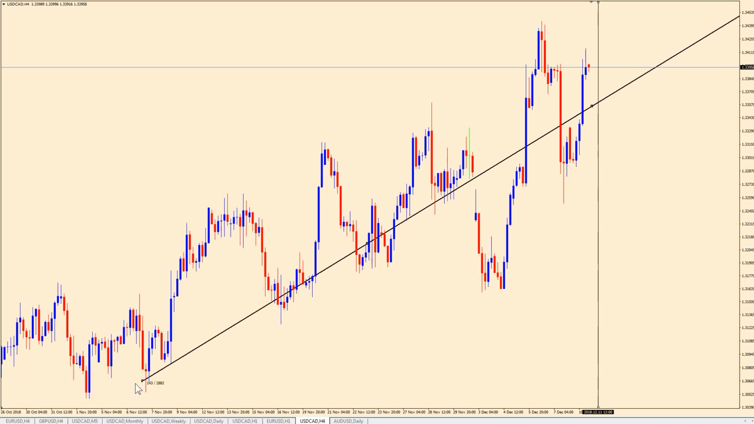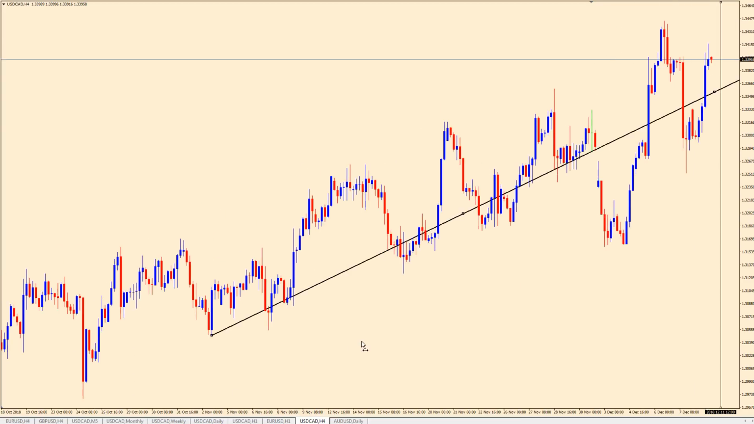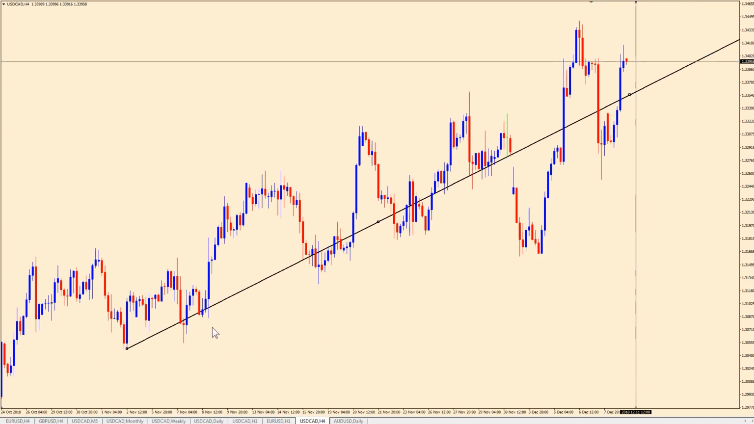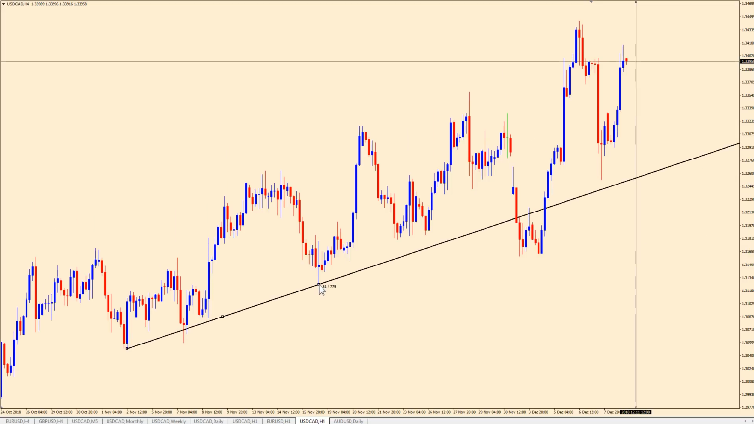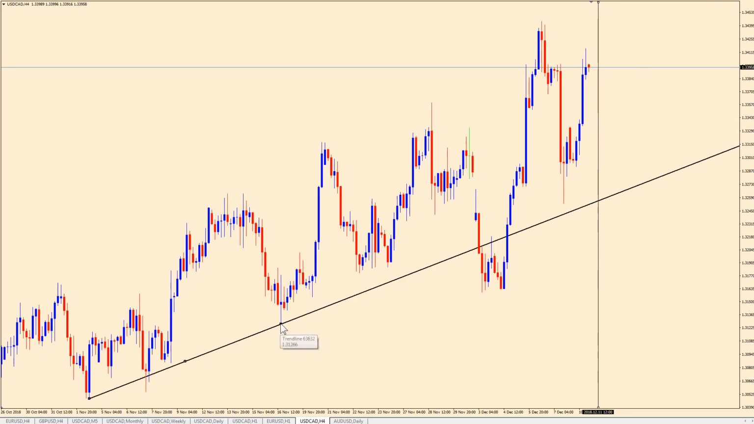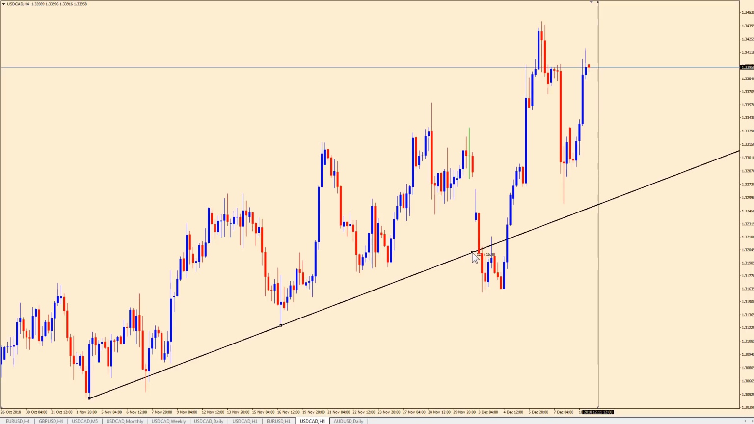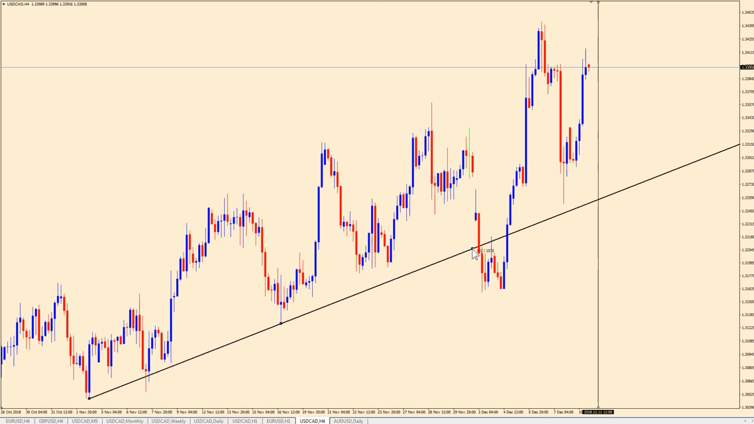Now let's look at another example. We have a low here. That's a decent low. We're going to skip this low right there and just go to this low right there. 61 candles, double that is 122 candles right there.